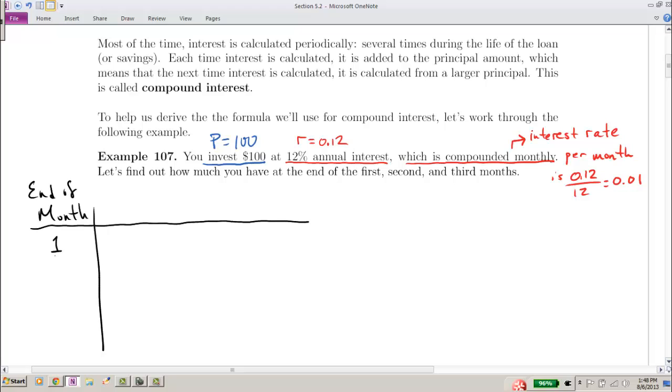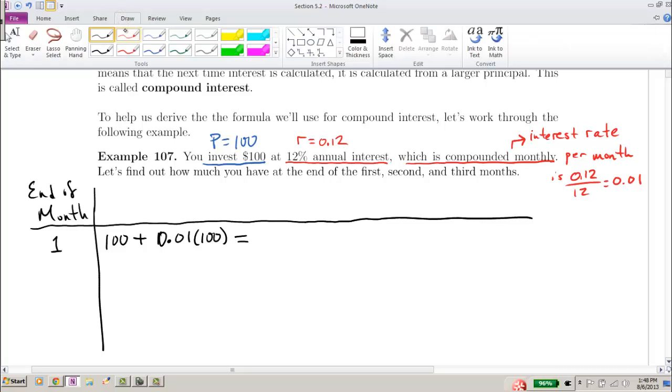At the end of month 1, let's see how much we've got. Well, we've definitely got the $100 that we put into the account as principal, plus 1% interest on that $100 for that month. I'm going to rewrite this in a way that will seem a little odd at first, but it'll help us recognize a pattern emerging.